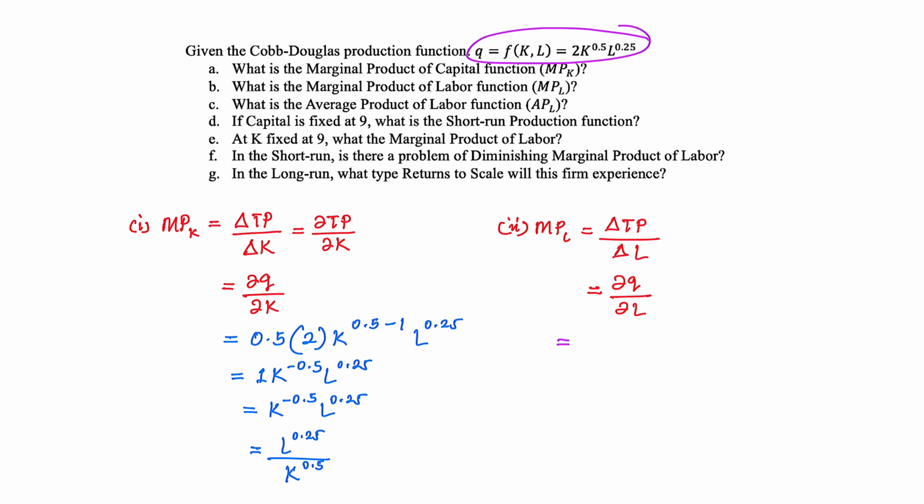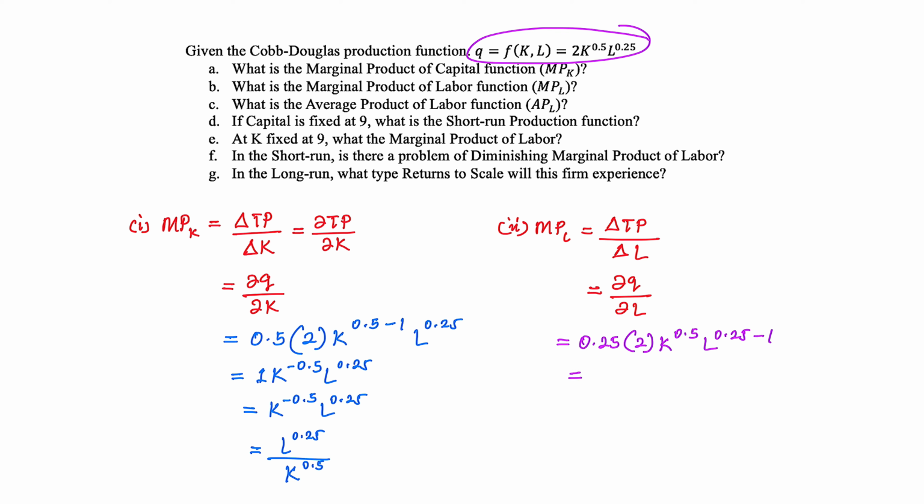So we focus on L. L has the power of 0.25. So we bring the power of 0.25 down and multiply it with the existing coefficient, which is 2. And then we have K, which is not an L, raised to power 0.5. And then we have L raised to power 0.25. Then we subtract 1 from the power.